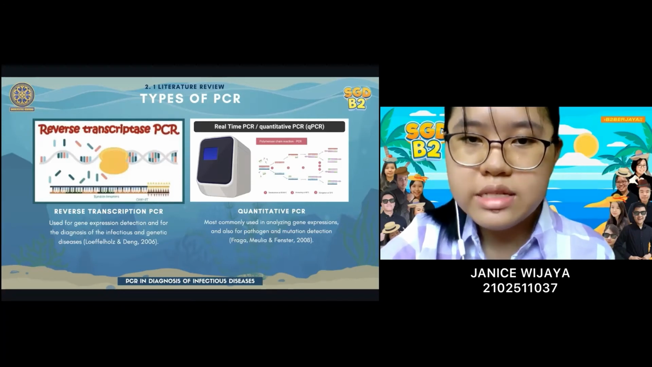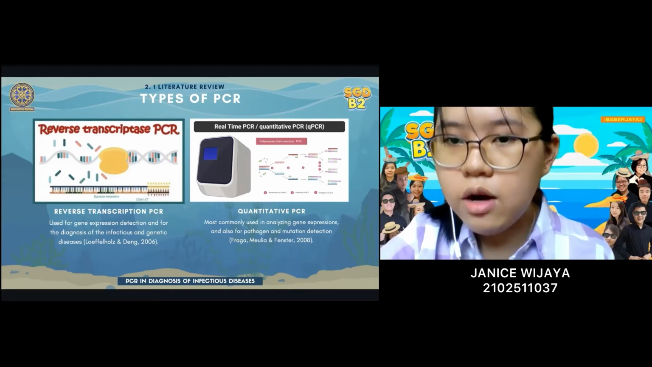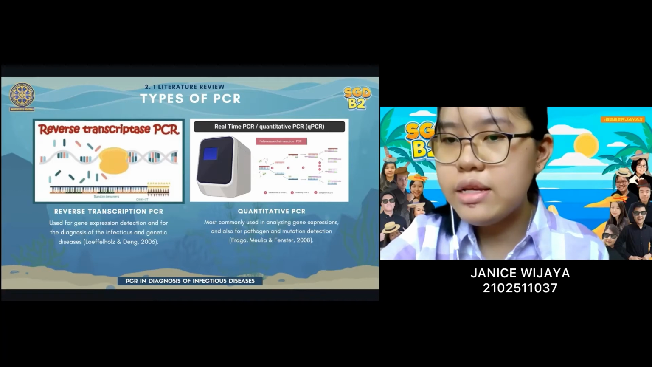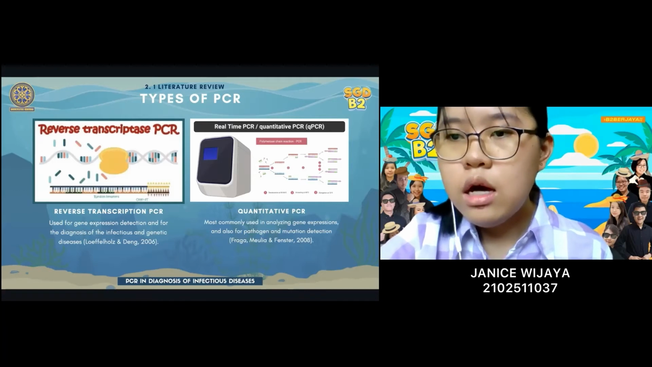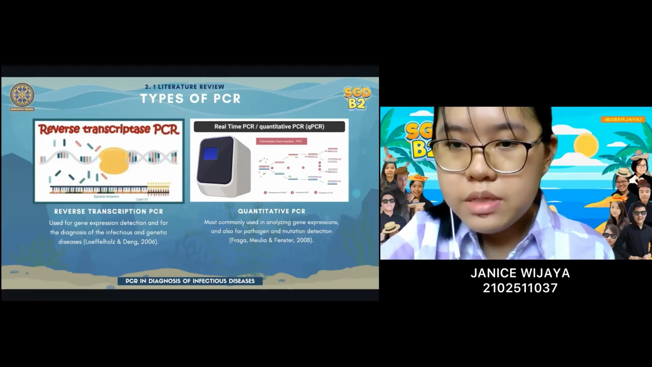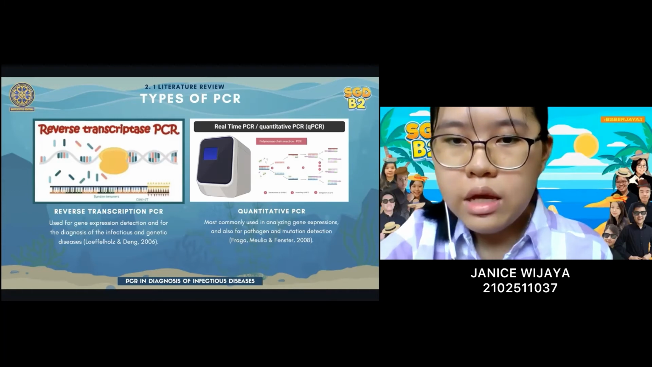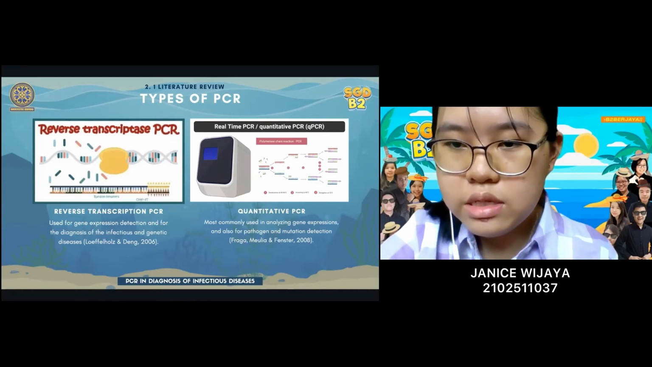The last one is the quantitative PCR. This method of PCR measures how much target DNA or RNA is in a sample. It is also called real-time PCR or qPCR. Real-time PCR is most commonly used in analyzing gene expression and also for pathogen and mutation detection.